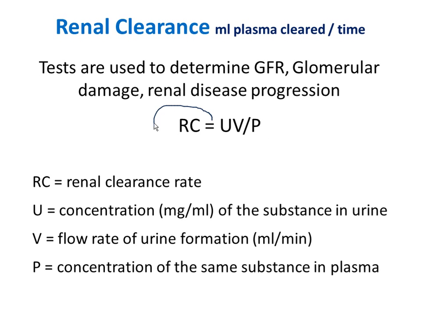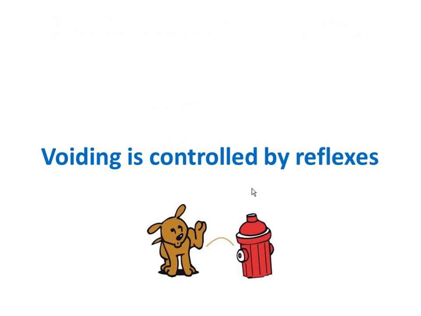We talked about renal clearance already and the fact that we can use it as a gauge of reabsorption and excretion. And now that we've made all this urine, we have full bladders. So now we look at how we evacuate the bladder.